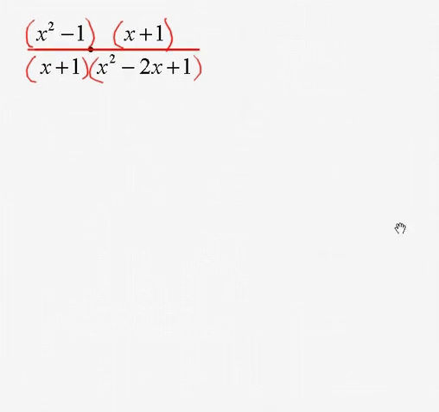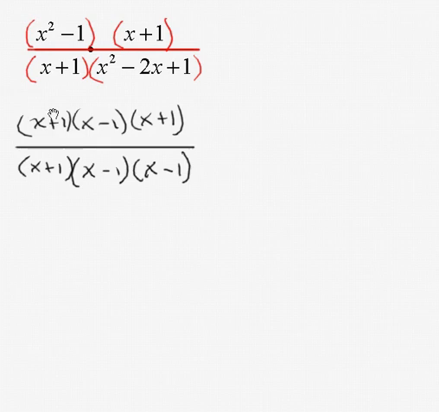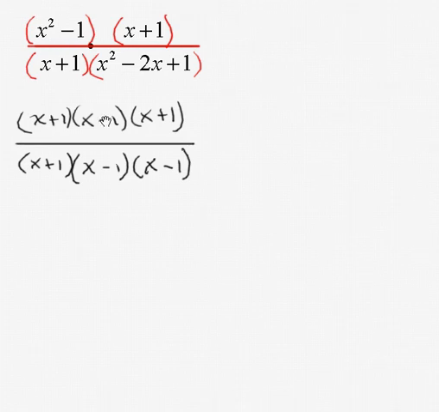X squared minus 1 is the difference of two perfect squares, so that factors into the conjugates x plus 1, x minus 1.